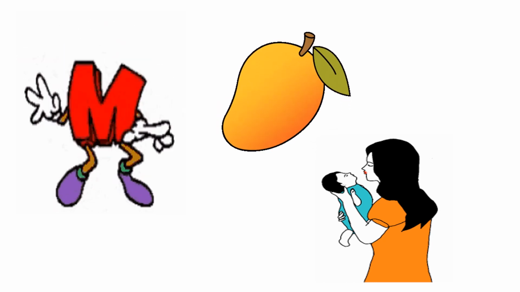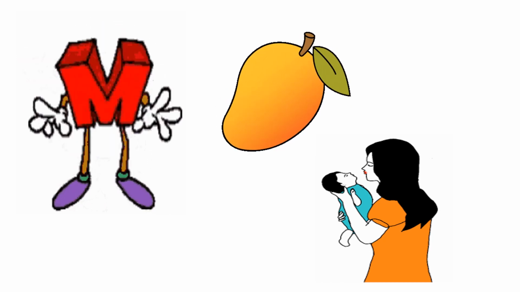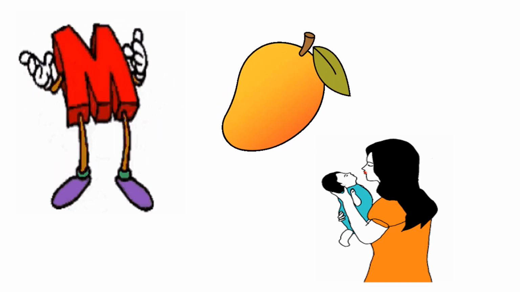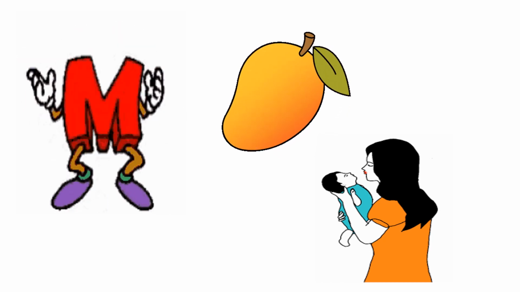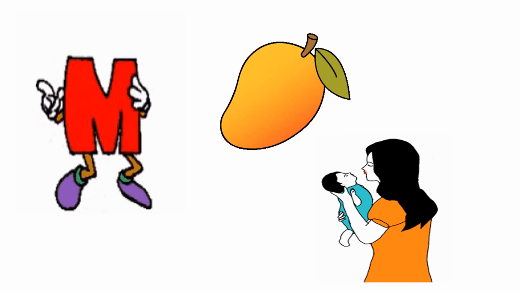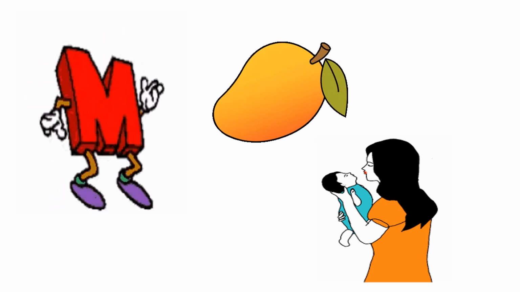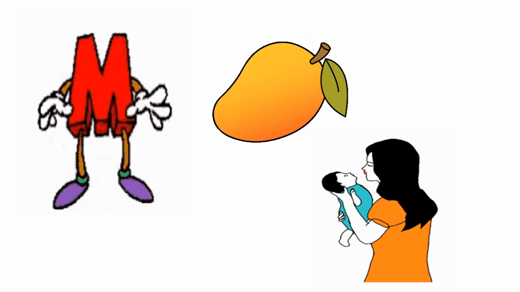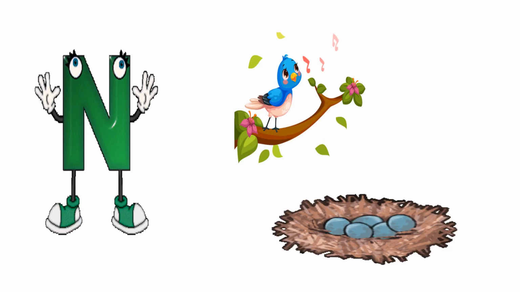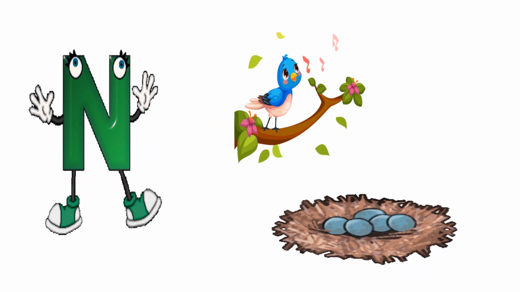Alright. So our next letter is M. M says ma. Mama. Mango, mama, mother. So in all these words, which sound is coming? Ma.